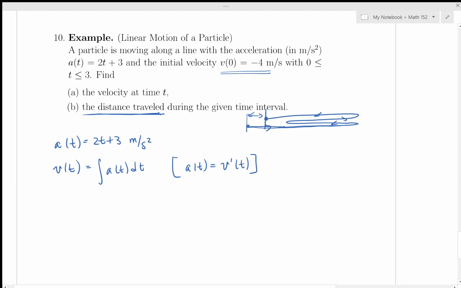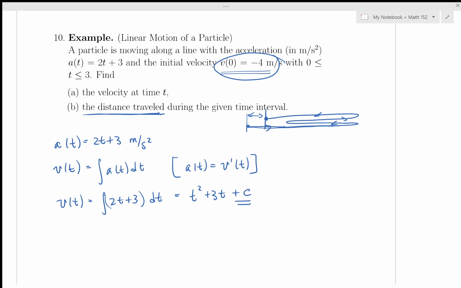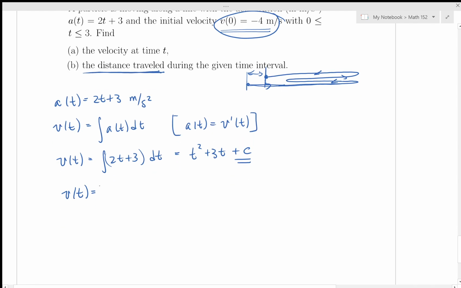All right, so I can now compute the velocity as the integral of the acceleration, which I've been told is 2t plus 3. I am integrating with respect to t. So this is a simple integral: t squared plus 3t plus c. Do not forget this c, because we have an initial condition that the velocity at time 0 is minus 4. So what do we do with that? Well, I'm just going to rewrite it so we can see this here. The velocity at time t is t squared plus 3t plus c.